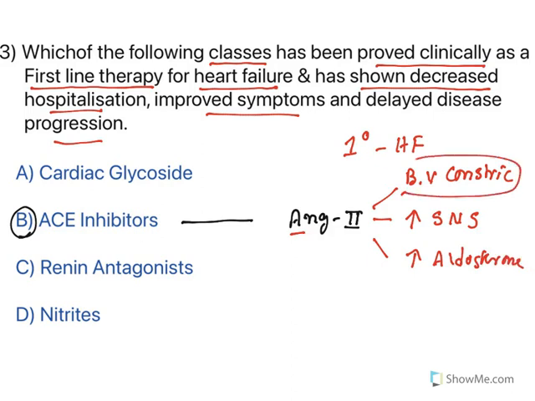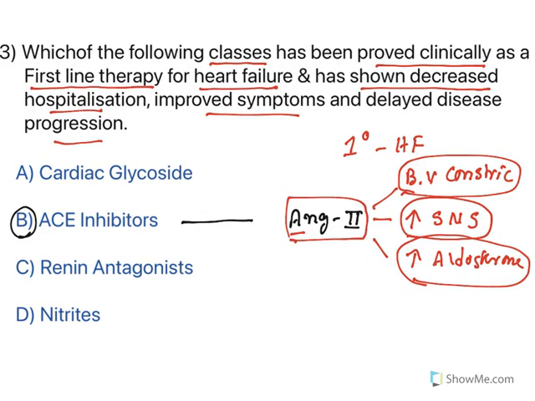See, blood vessel constriction damages the heart. Increased sympathetic nervous system, positive inotropic, chronotropic, damages the heart. Aldosterone causes edema, increases heart wall pressures. All of them are very damaging, and all three effects are neutralized by ACE inhibitors. So this is the first line to treat heart failure.